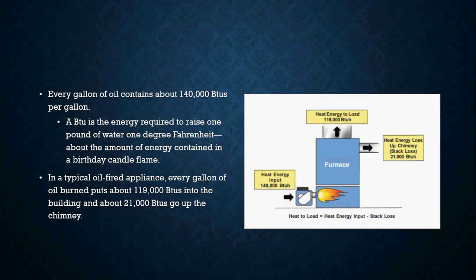What's going to change that number? Orifices. Your nozzle size is going to determine how many BTUs that burner is going to be able to put out per gallon, 140,000 BTUs per gallon. So that nozzle has to be a 1.0. If it's a 1.5 gallon per hour nozzle, it's going to put out more than 140,000 BTUs, which is also going to change how many BTUs are put into a building and how many are out the chimney or out the stack.